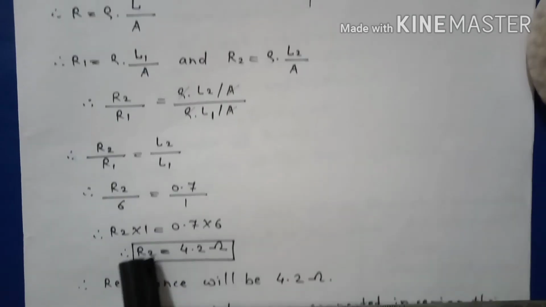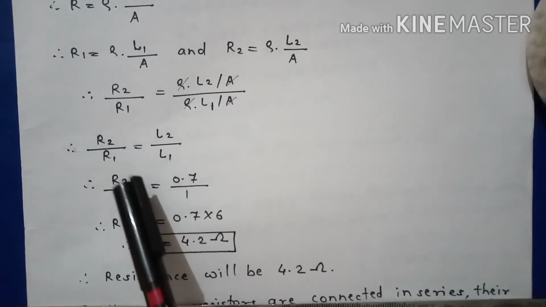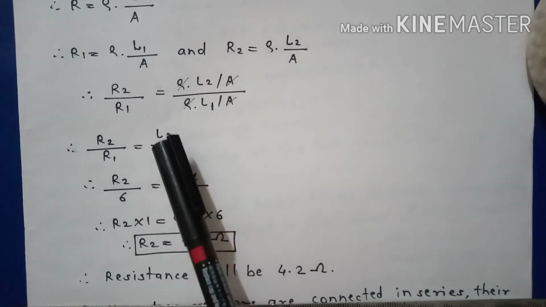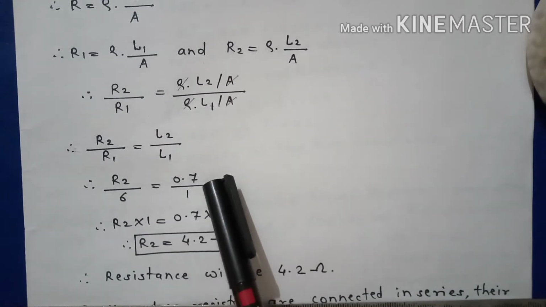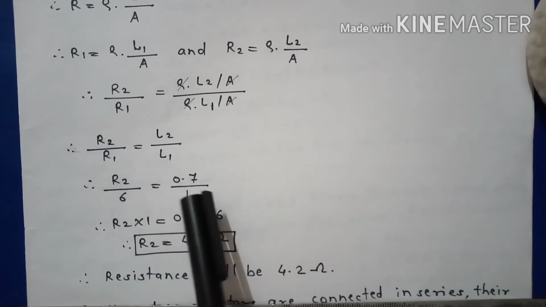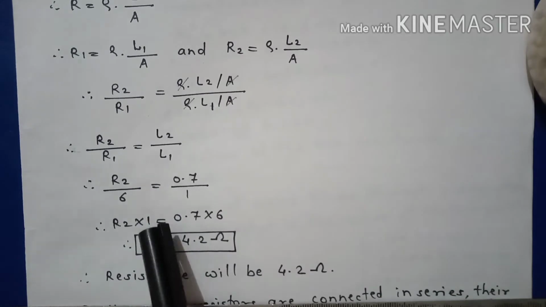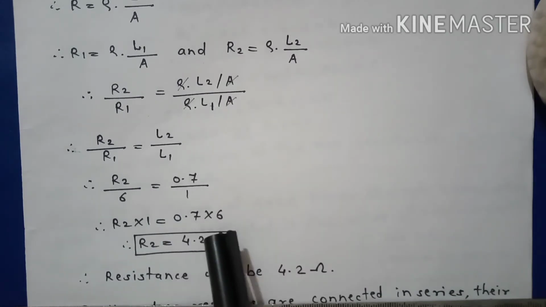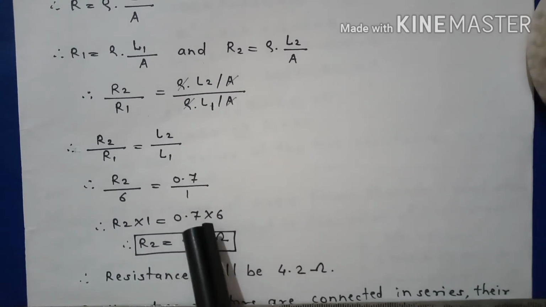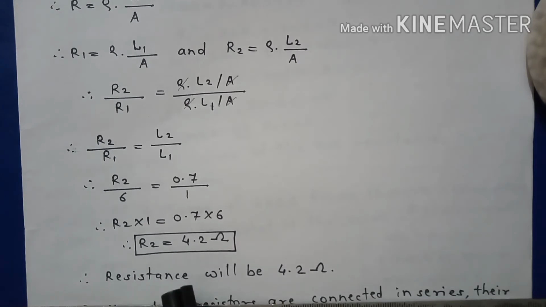How to put? Just see. R2 value we have to calculate. R1 is given, that is 6. L2 is 0.7, L1 is 1. Now here we are going to do cross multiplication, that is R2 into 1 is equal to 0.7 into 6. Therefore R2 is equal to 0.7 into 6, which is 4.2 ohm. Therefore resistance will be 4.2 ohm.